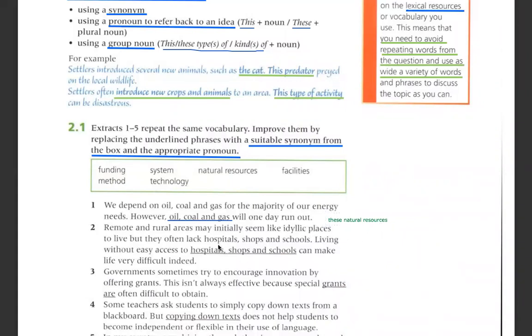All right, let's look at number 2. Can you do the same thing for me? Pronoun and the synonym. All right, just choose one from the box.